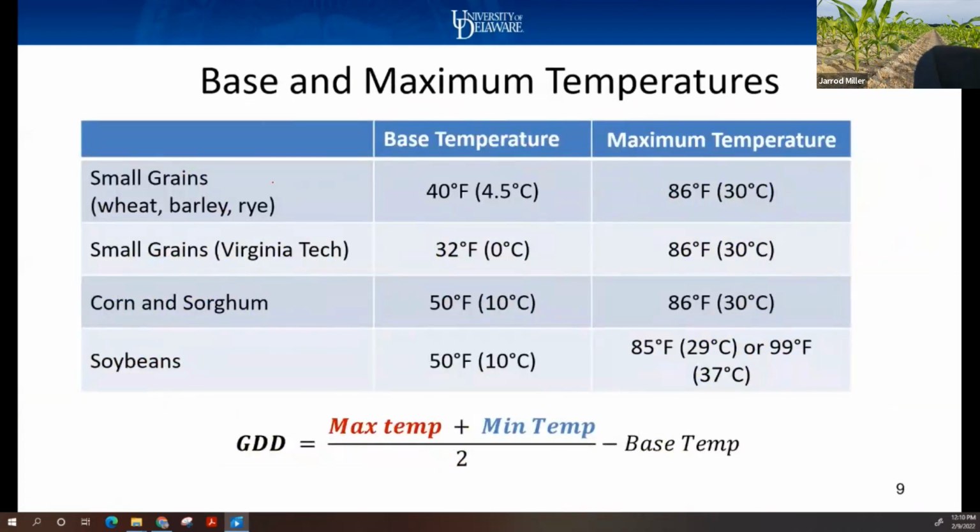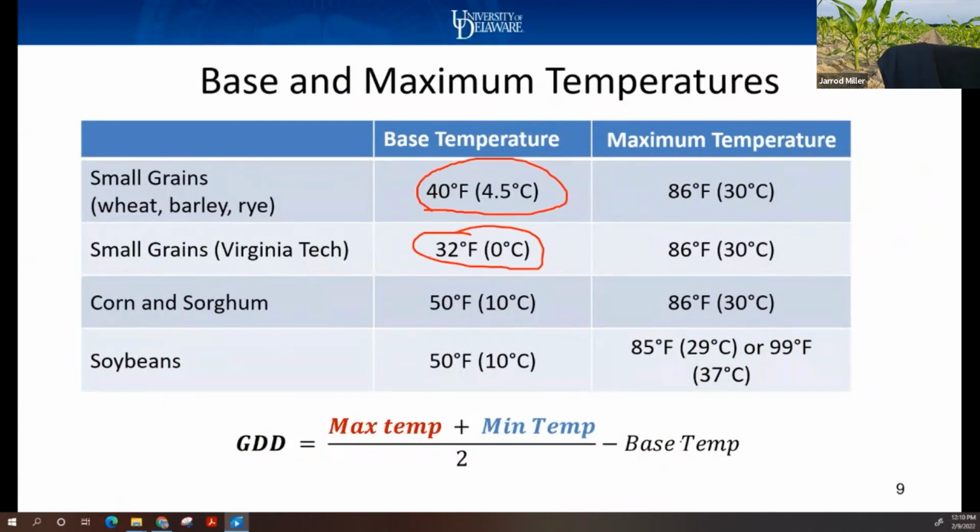And so the base temperature for small grains across the country: a lot of people in Oklahoma State and places like that use 40 degrees Fahrenheit, where Virginia Tech uses 32. And what that means is below 40 degrees, we don't get a lot of plant growth for small grains.